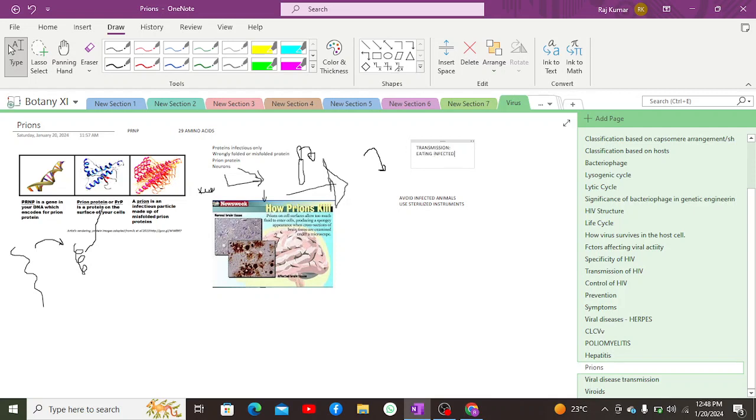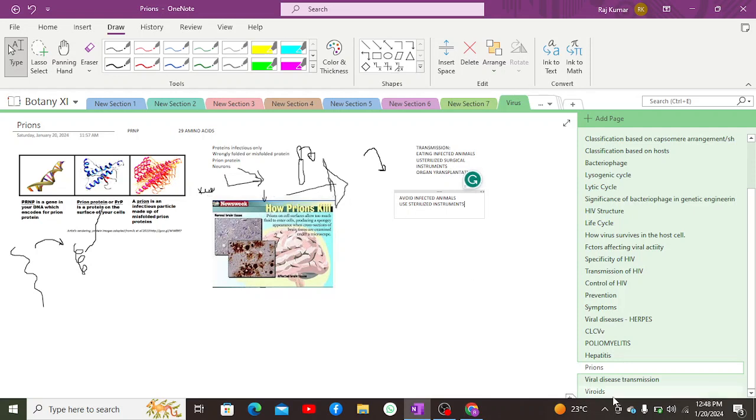Another condition which can lead to it is using unsterilized surgical instruments, and it can also be transmitted during organ transplantation. So these are some things which need to be concerned about.